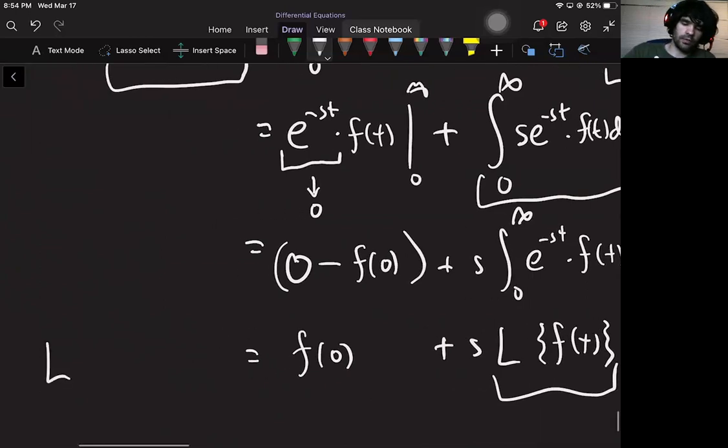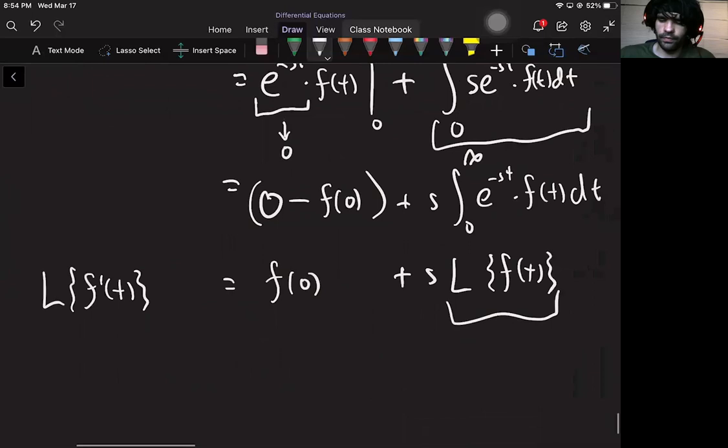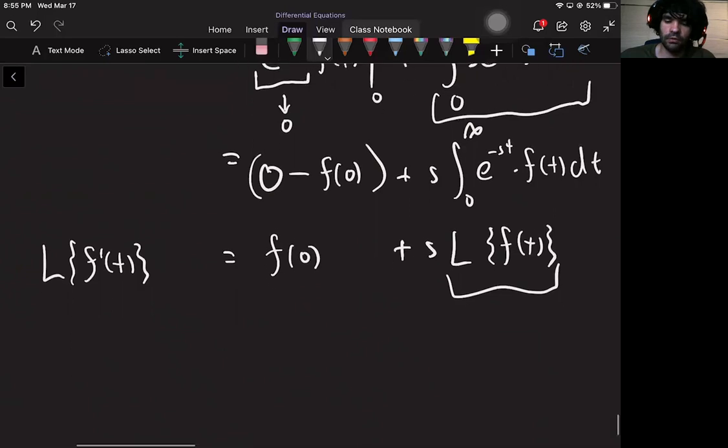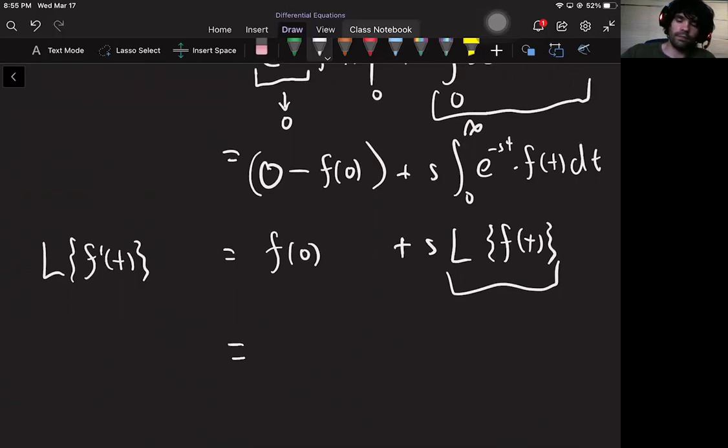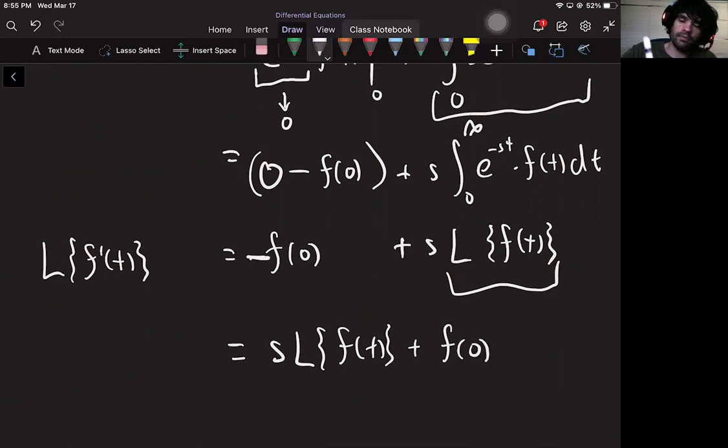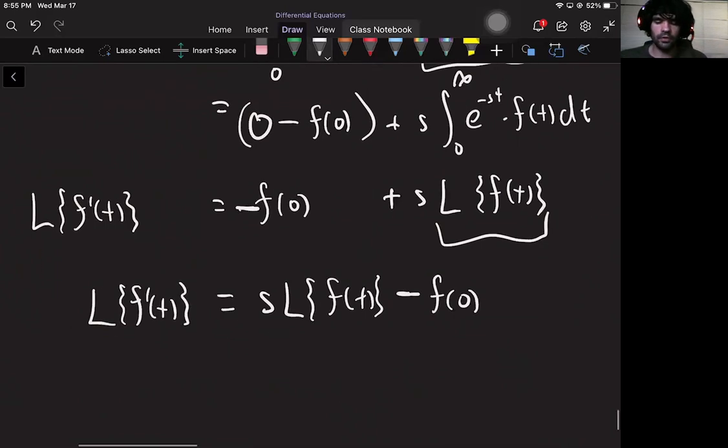So interestingly, the Laplace transform of the derivative is the Laplace transform of the function times s, but then you have to know what the function does at 0. So let me just write it this way because people like to write the Laplace transform part first. Oh wait, there should be a negative here. Close one. So this is the formula for the derivative. So basically it turns your derivative into multiplication by the variable s.